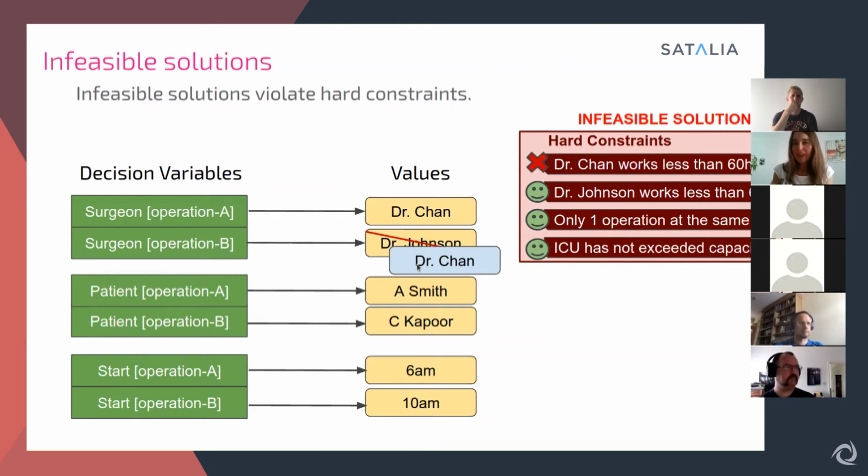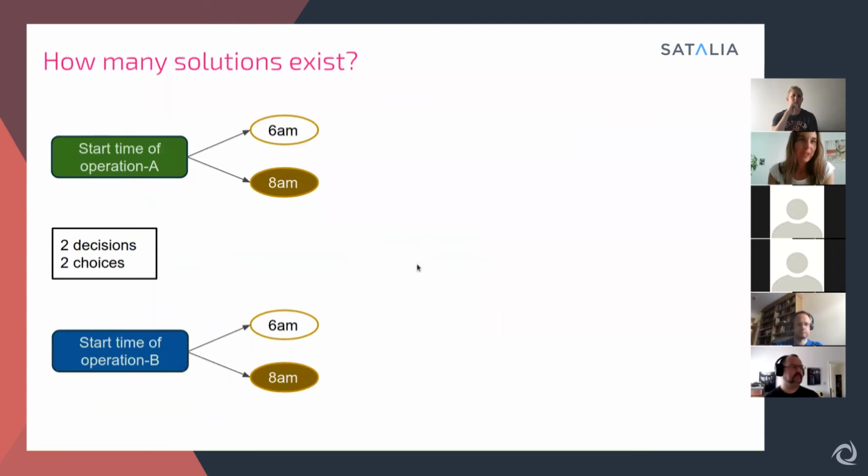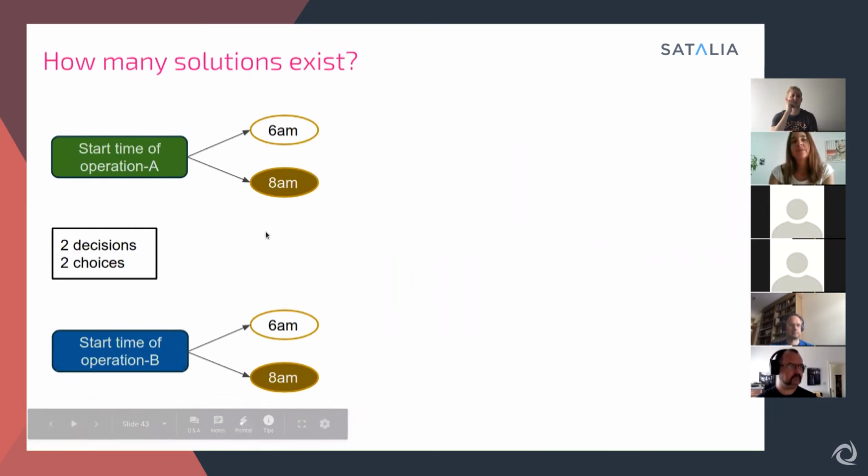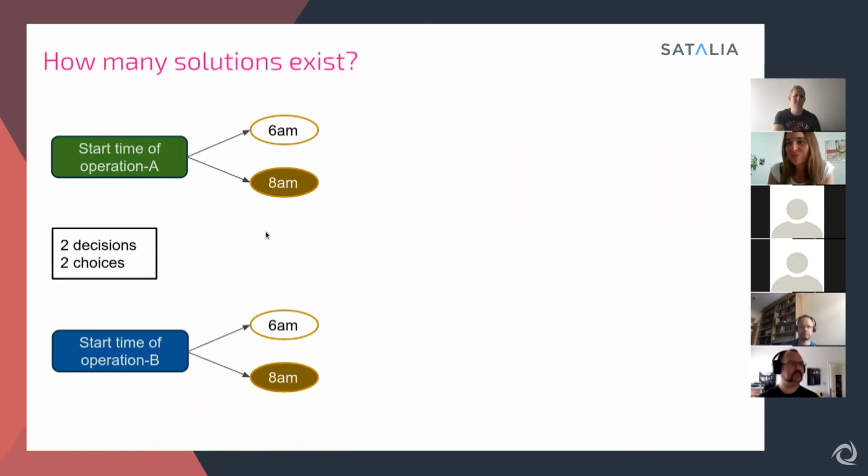Okay, so we have now seen what a feasible solution is, what an infeasible solution is, and I think it's good if we now step back once and look at how many solutions do we actually have. Making some more general observations of solutions. So let's look at an example. Let's say we have two decisions we have to make and we have two choices. So we want to decide the start time of operation A and operation B, and we have two choices. So now my question to you is, how many solutions exist for that?